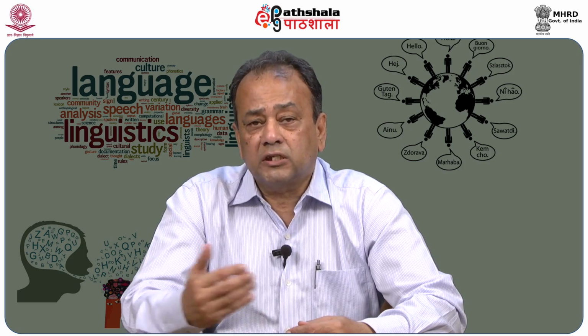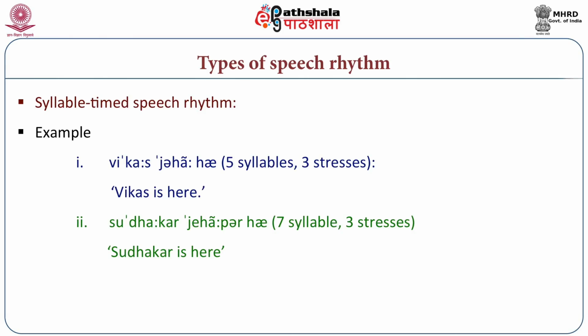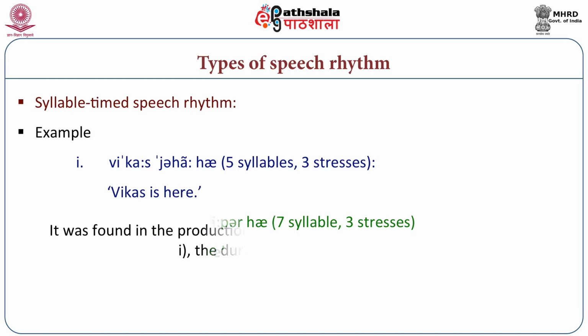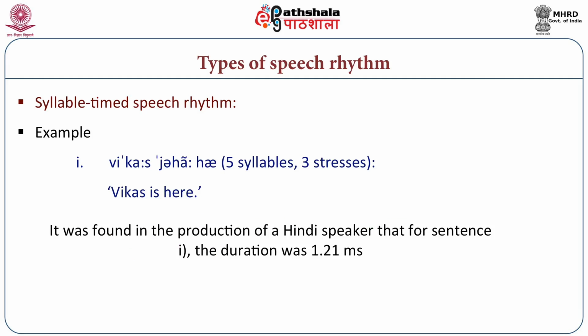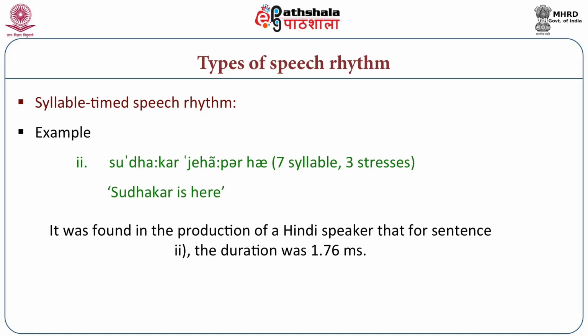We have two sentences from Hindi on the screen. Sentence 1, Vikas yahan hai. Sentence 2, Sudhakar yahan par hai. In the first sentence, we have 5 syllables and 3 stresses. In the second sentence, we have 7 syllables and 3 stresses. The first sentence takes 1.21 milliseconds in a particular utterance that has been recorded. And in the speech of the same speaker, the second sentence takes 1.76 milliseconds.